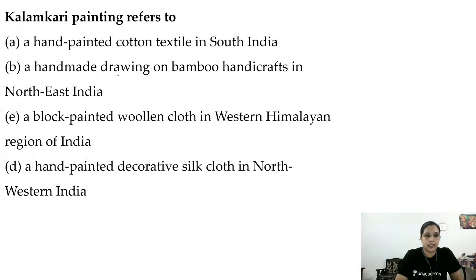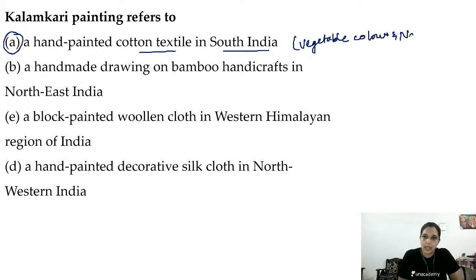Okay, so again I tell you, Kalamkari is a very famous fashion as of now. It's a hand painted cotton textile in South India. It's a very famous fashion statement now. Many people are preferring Kalamkari. Here they use vegetable colors, natural colors. That is a major concept in terms of Kalamkari.